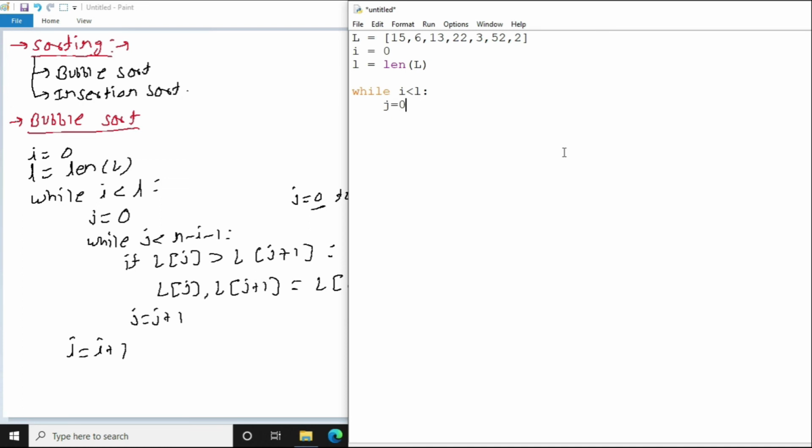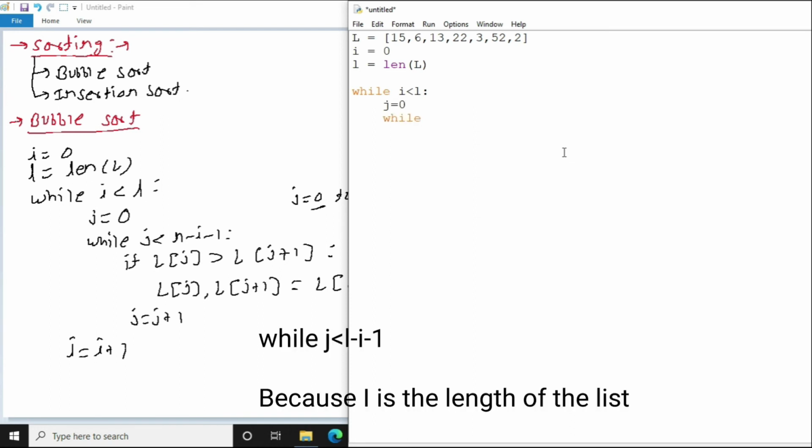That means for i equal to 0, j will initialize to 0 and go up to n minus i minus 1. So while j is less than n minus i minus 1, and if L[j], where j is pointing right now, is greater than L[j+1], the next element in the list, in this case just swap their values.